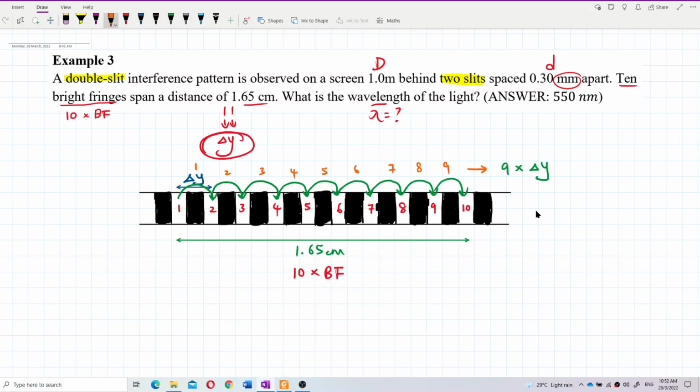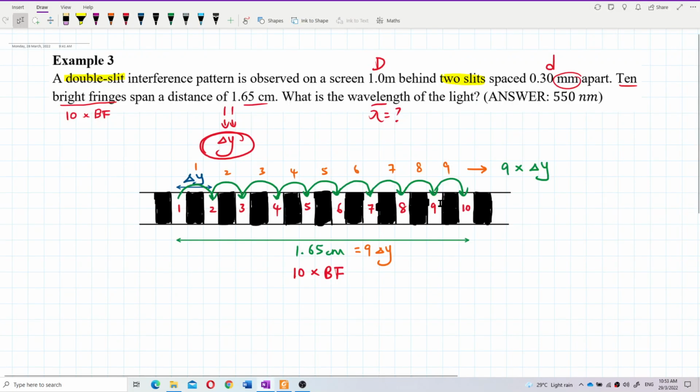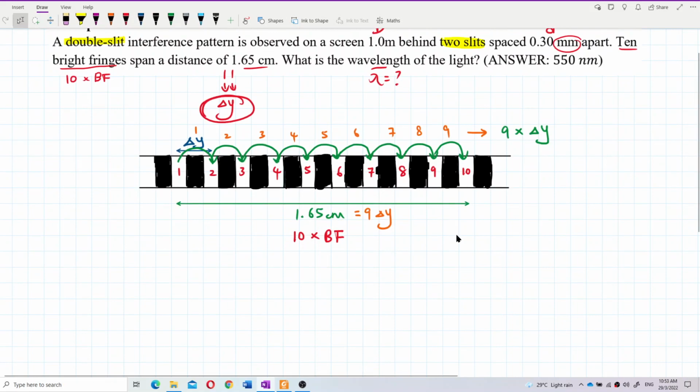So we can say that this 1.65 cm is equal to 9 delta y. And what's the formula for delta y? It is lambda D over d. This delta y is the same formula for both bright fringe and dark fringe. Understand? Okay, let's continue.